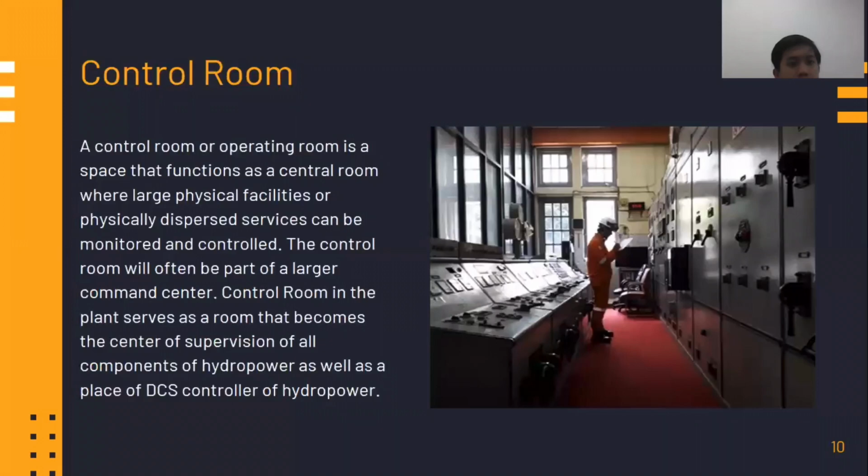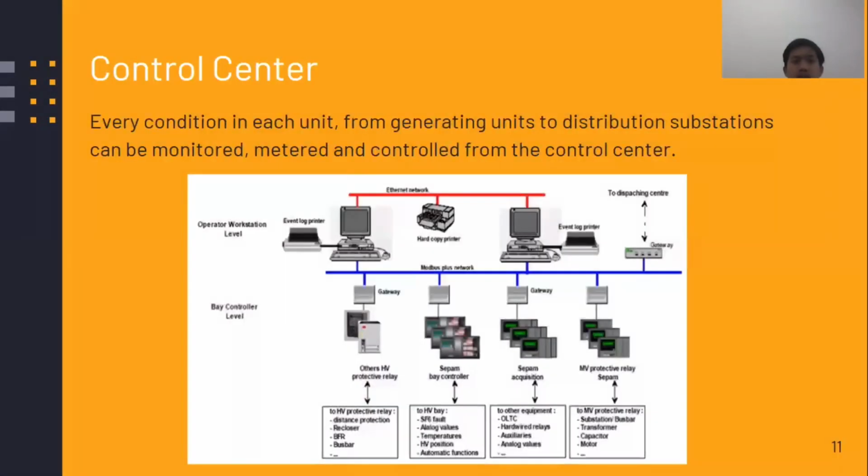Control room. A control room or operating room is a space that functions as a central room, where a large physical facility or physically disparate service can be monitored and controlled. The control room will often be part of a large command center. The control room in the plant serves as the center of supervision of all components of hydropower as well as a place of DCS control of hydropower. Control center. Every condition in its unit, from generating unit to distribution substation, can be monitored, measured, and controlled from the control center.